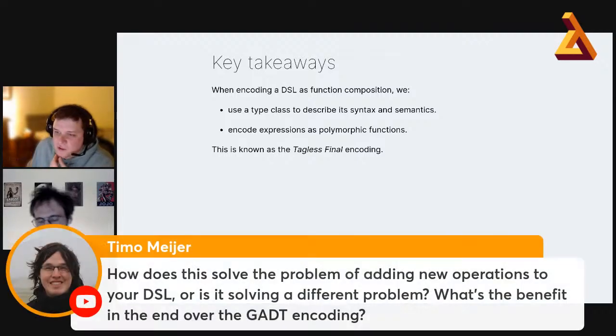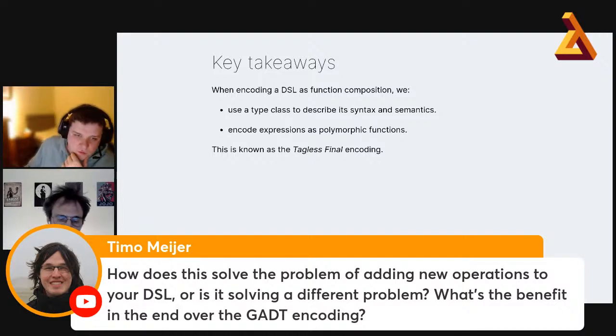Here we go. Here is a question which I shall pull in. Right. How does this solve the problem of adding new operations to your DSL, or is it solving a different problem? What's the benefit in the end over the GADT encoding? I will be spending the next 15 to 20 minutes answering that question. That is the rest of the talk. Well done on predicting where we're going.